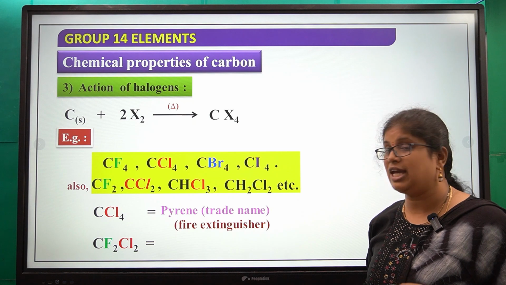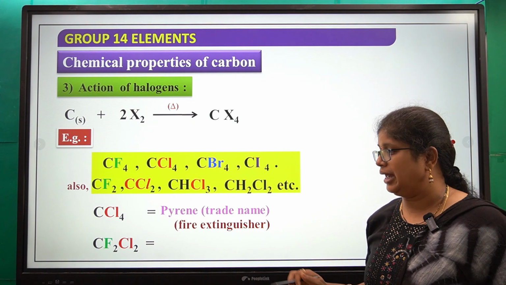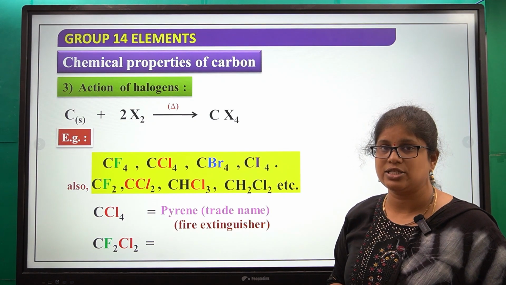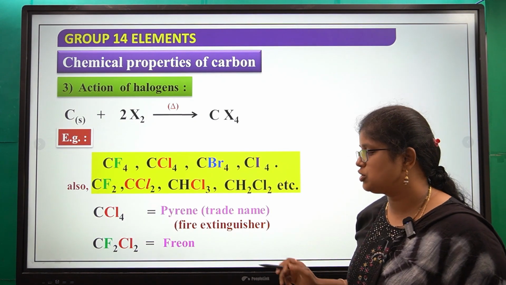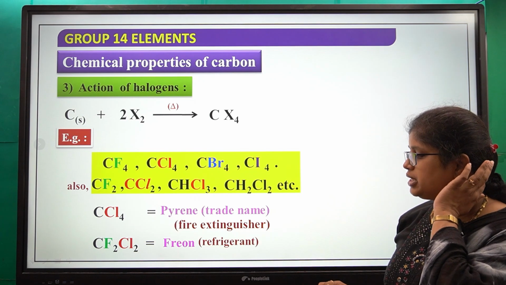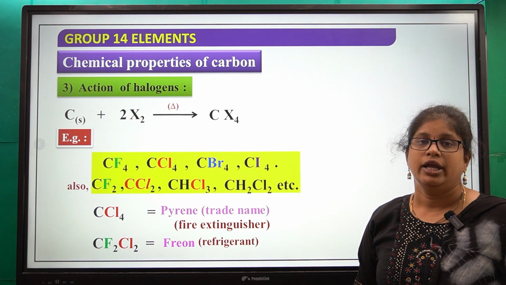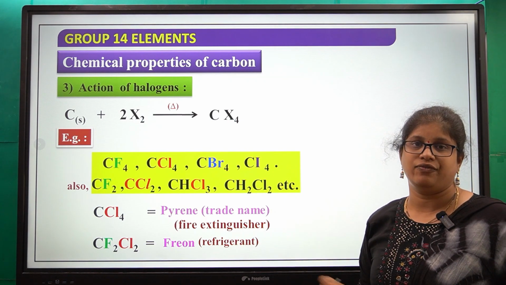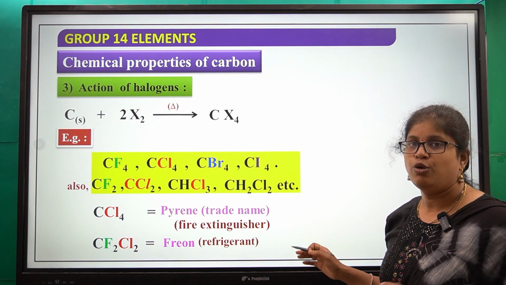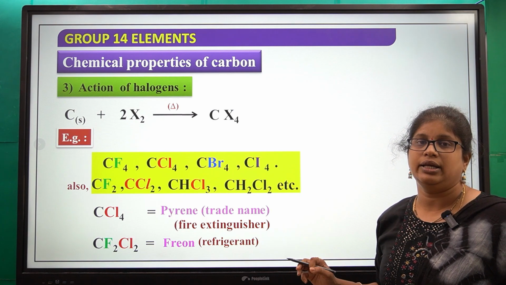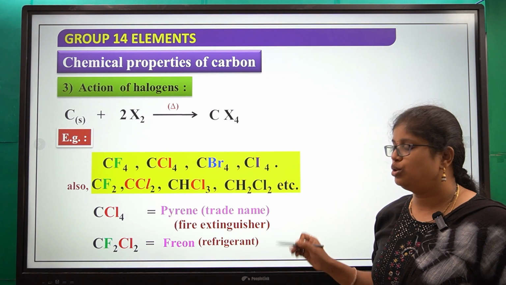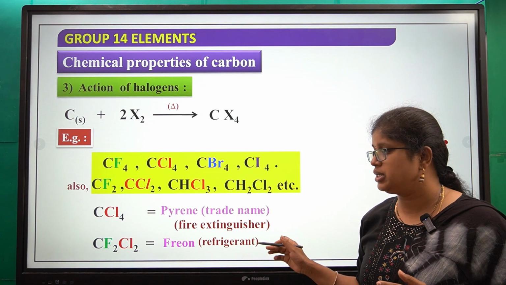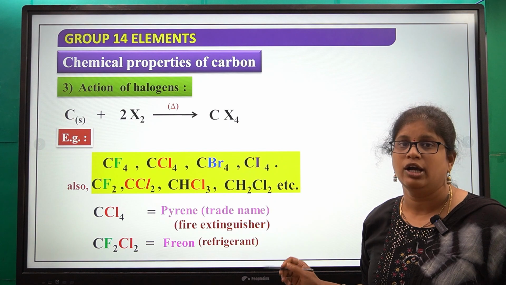Next, what about CF2Cl2? Difluoro-dichloromethane or dichloro-difluoromethane. This compound is also called freon. And where are we using that? In refrigerators. It is used as a refrigerant in air coolers as well as refrigerators. It is a very poisonous gas, and it slowly depletes the ozone layer. So that's why day by day we are decreasing the usage of this compound. What is that compound? Freon.